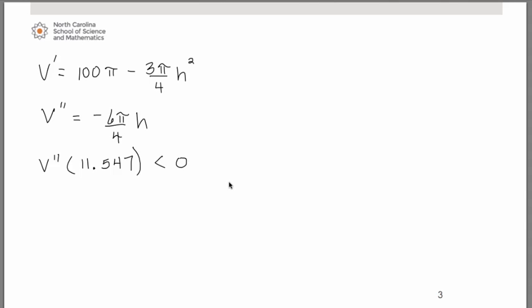Think about what that tells us. We just found that at this particular h value, our second derivative is less than 0, meaning it's concave down. Remember, that tells us we have a maximum there. So we'd have the fact that the original function V is concave down at h equals 11.547. Therefore, we have a relative maximum.